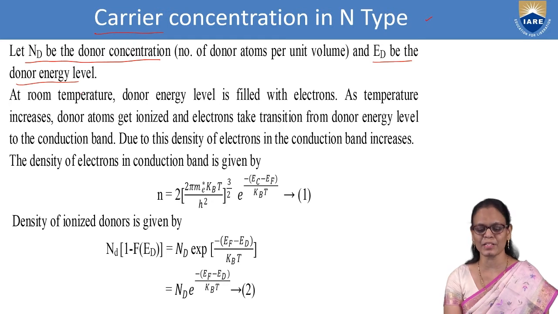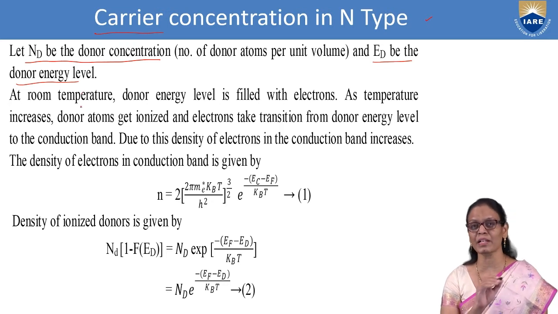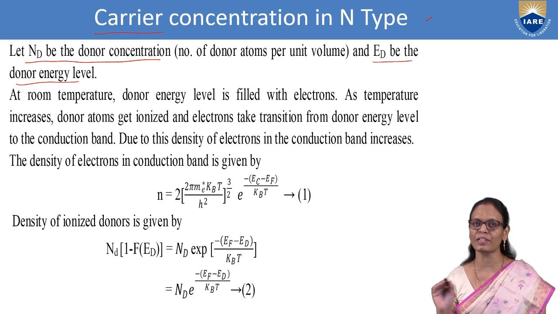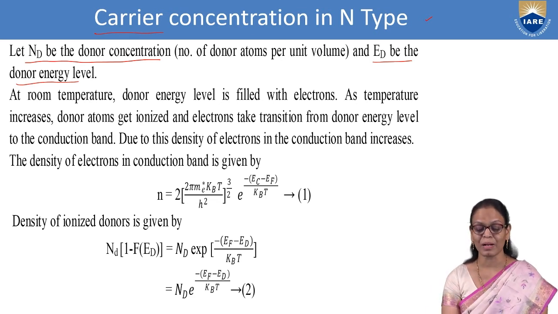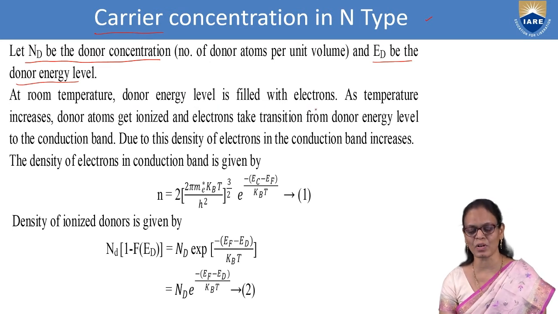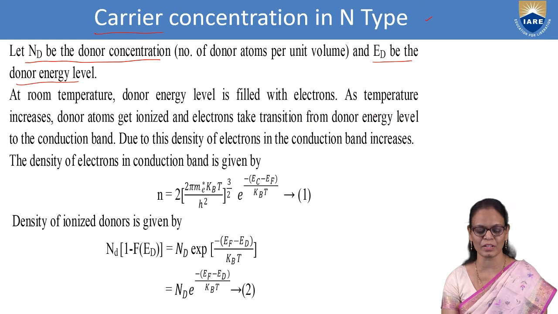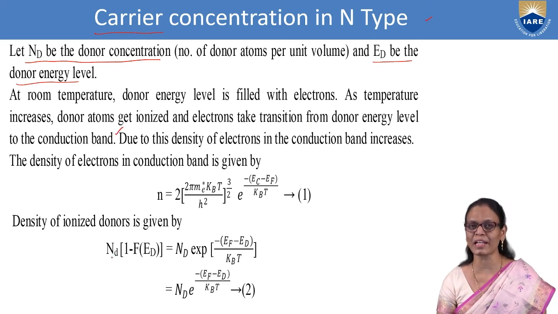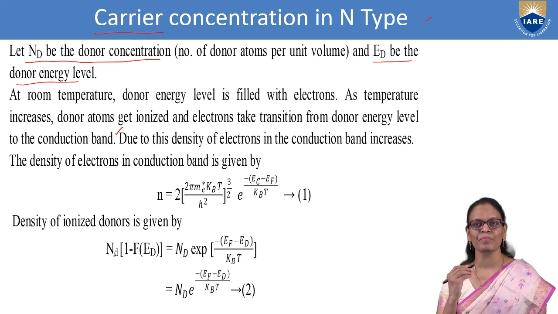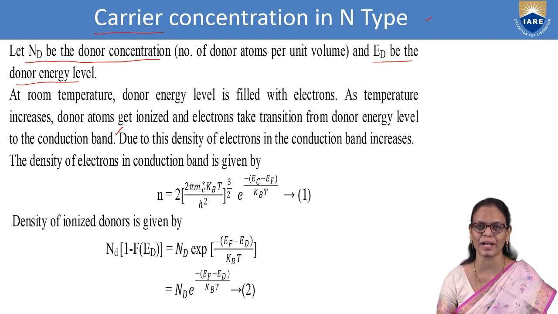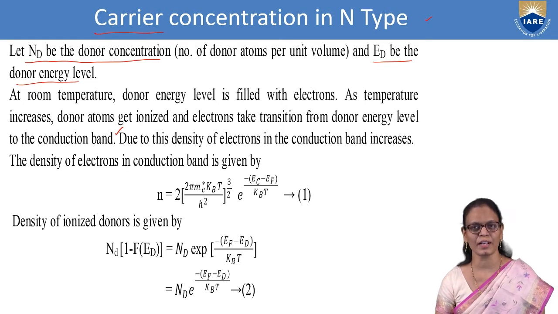Now at room temperature, what happens? At 0 Kelvin they are lying in the donor level. But at room temperature, the donor level is filled with electrons, and as the temperature increases, these donor atoms get ionized and electrons make a transition from the donor level to the conduction band. So with increase in temperature, the electrons from the donor level, because the atoms are getting ionized, are shifting to the conduction band.